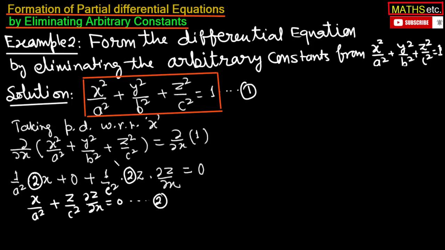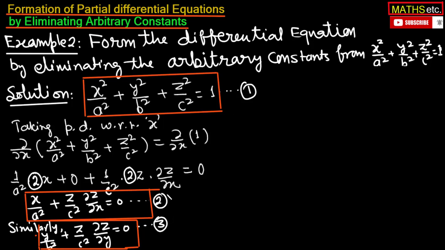Okay, so next we will take the partial derivative with respect to y. But rather than going through all these exercises, we will do it similarly, by taking the partial derivative with respect to y. What will we get? In place of x, there will be the y variable, so we'll get y, and with y we will have b squared. So we'll get y over b squared plus z over c squared, z remaining the same, and we will have del z over del y. This one equals 0. So this one will be our equation number 3. Fine.